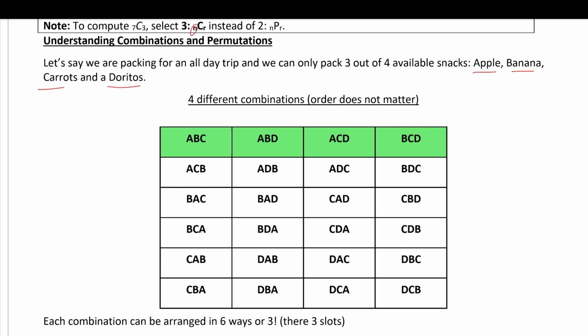Okay, so let's look at this first green row right here. Well, this is where we choose to bring an apple, banana, and carrot and leave the Doritos at home. Or we can choose apple, banana, and Doritos and leave the carrots at home. Or we can choose an apple, carrots, and Doritos and leave the banana at home. Or we leave the apple at home and then take the bananas, carrots, and Doritos, right? So essentially we have 4 combinations. We have 4 combinations here.